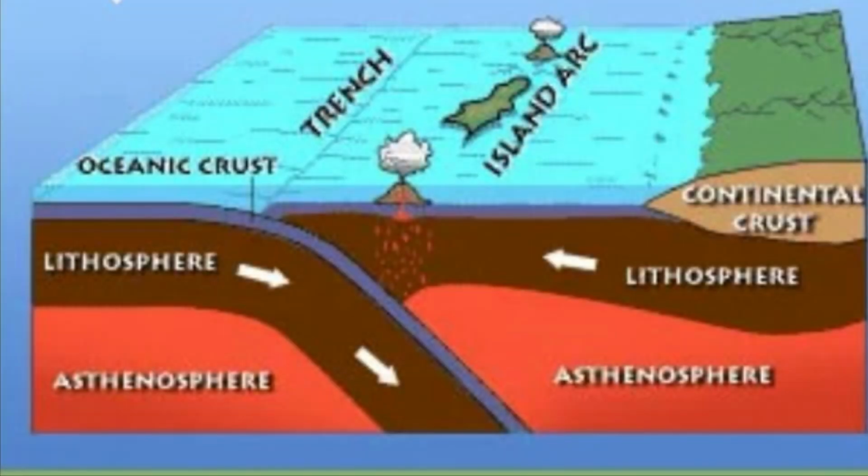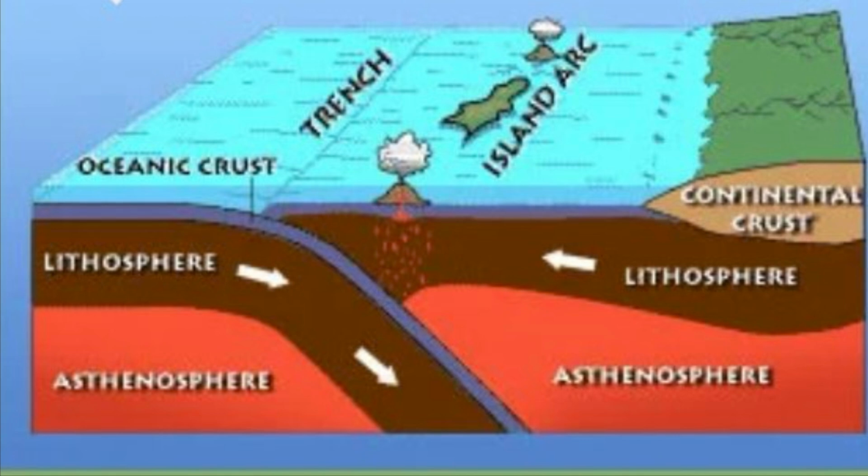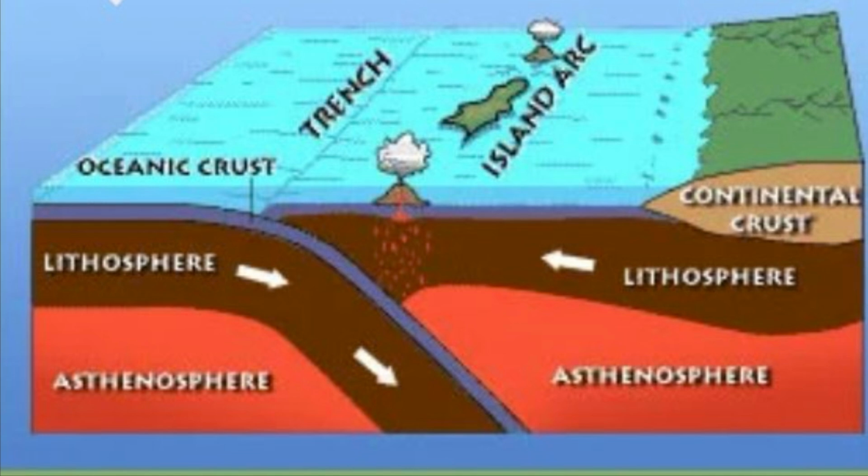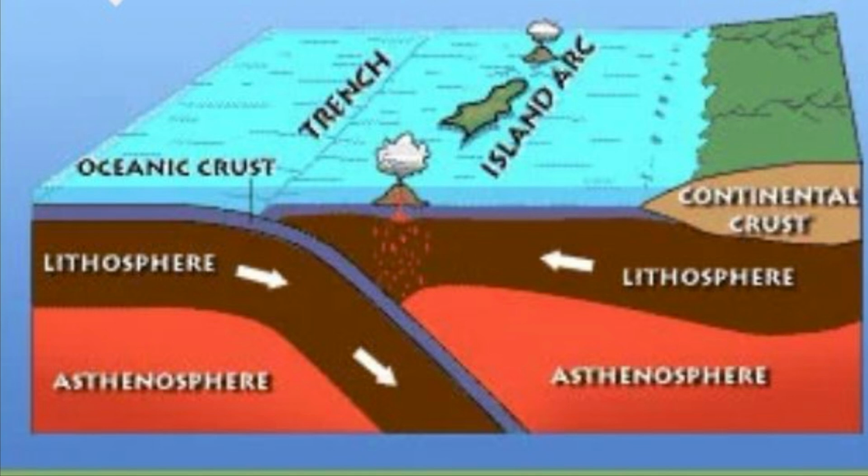subduction. Subduction happens when one piece of crust is shoved down beneath another piece of crust and dips down into the mantle. In this picture, we have the case where a piece of ocean crust has subducted beneath another piece of ocean crust. And as you know, ocean crust is made of mafic rocks.